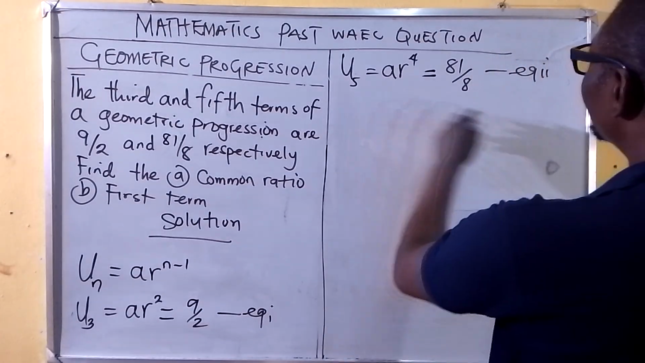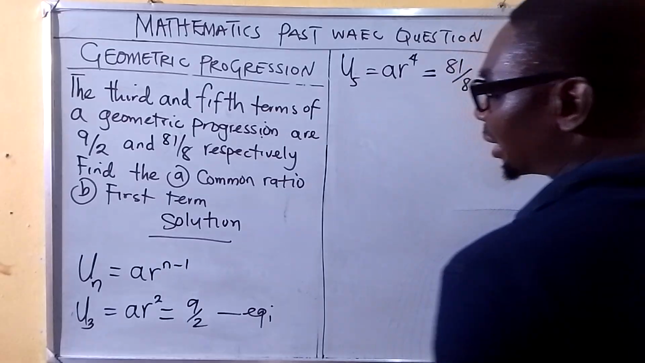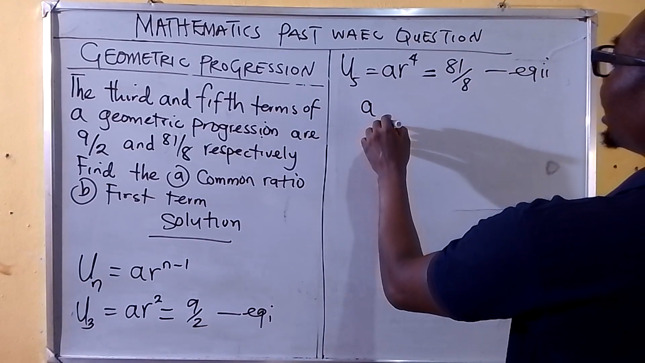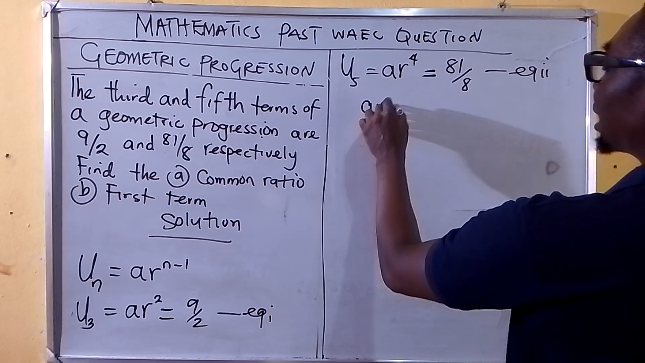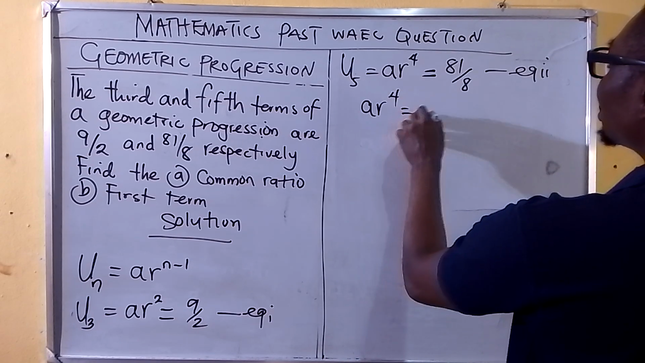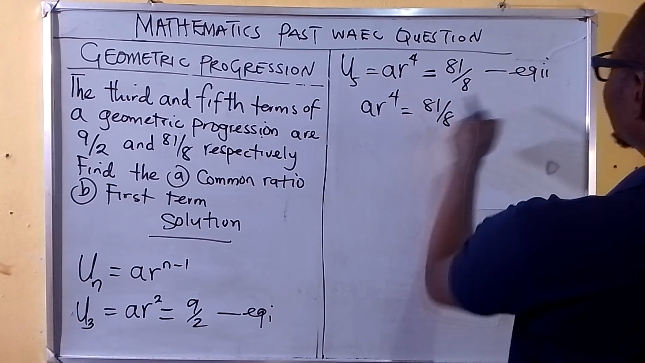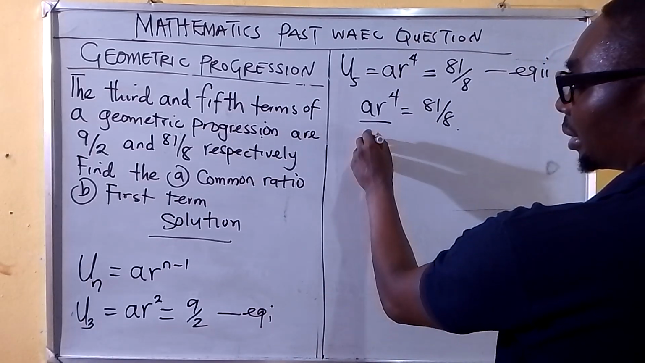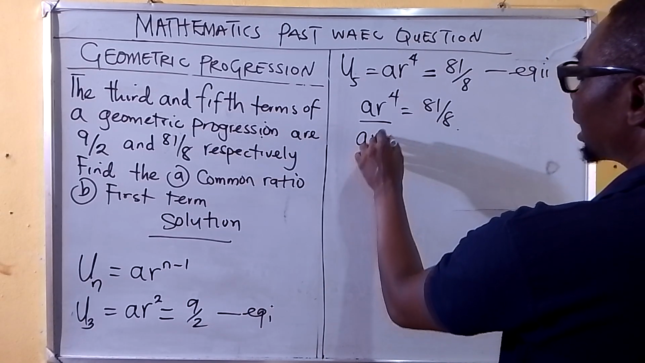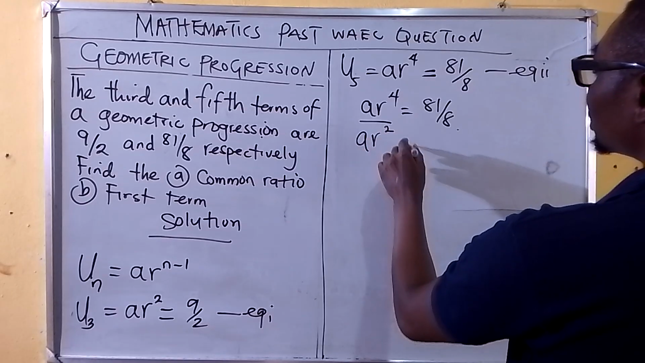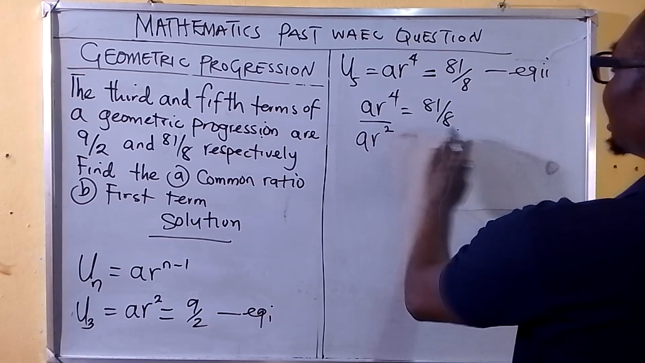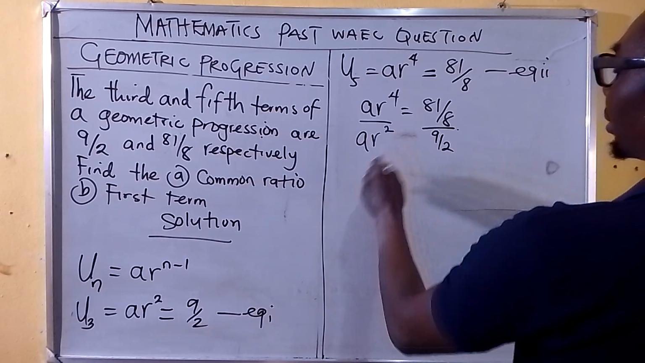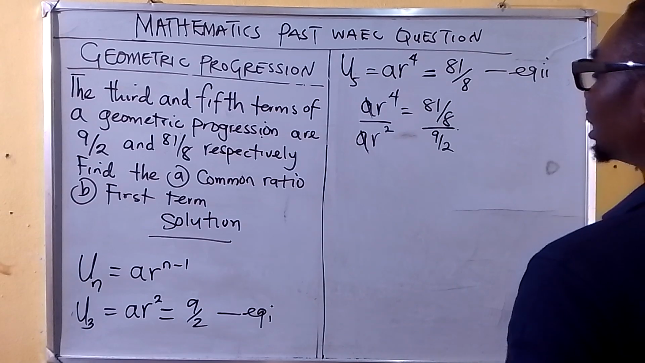So at this point, we are going to divide equation 2 by equation 1 so that we can eliminate A. So we will now have A times R raised to power 4 is equal to 81/8. That's equation 2. Divide by A times R raised to the power of 2 is equal to 9/2. Now, this A can be eliminated.